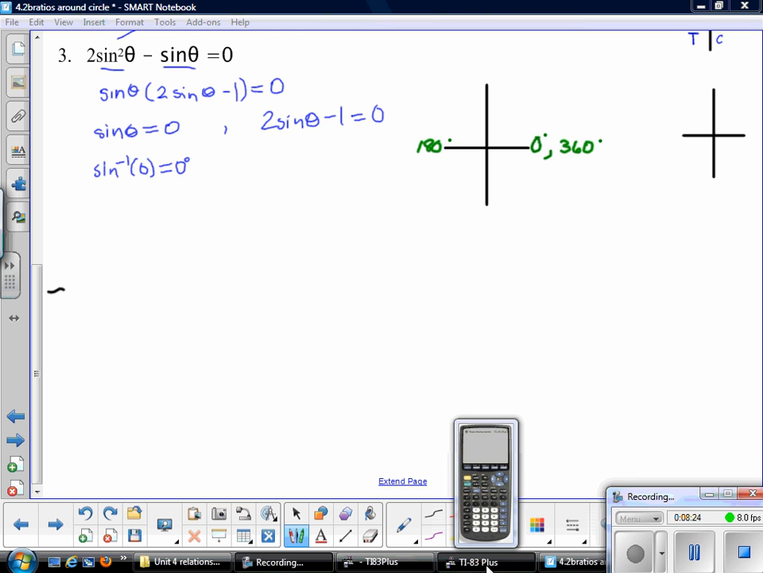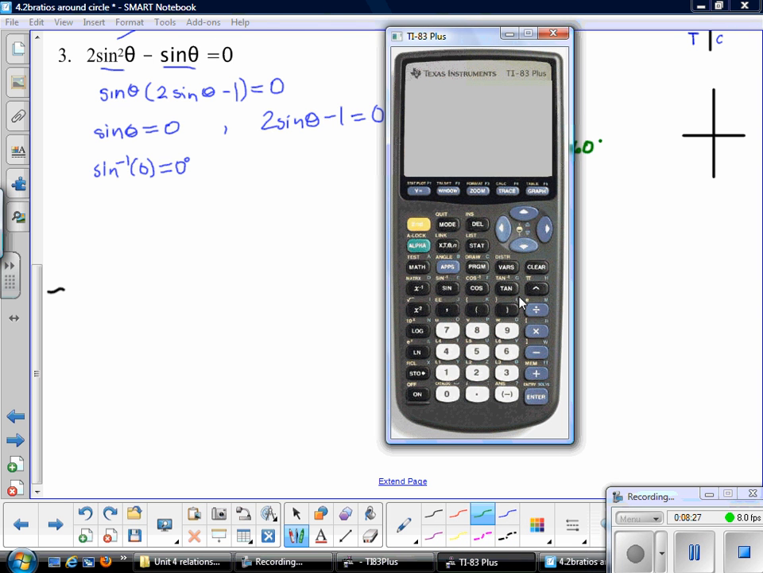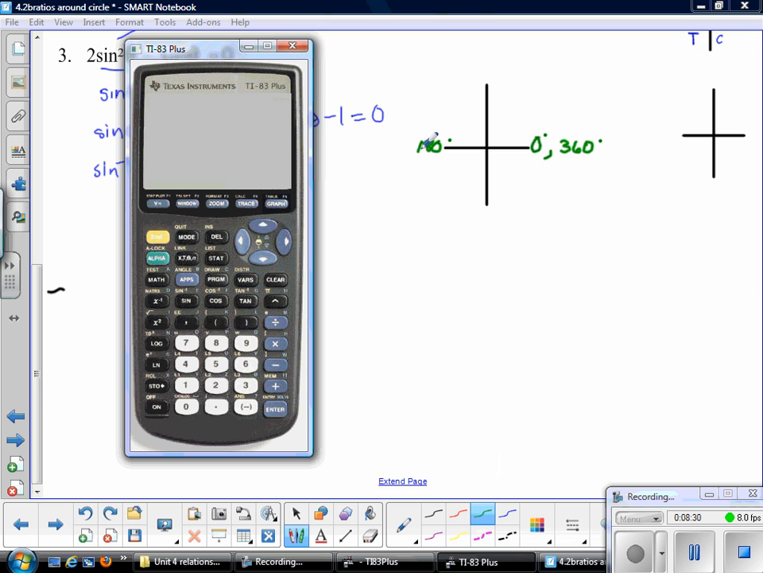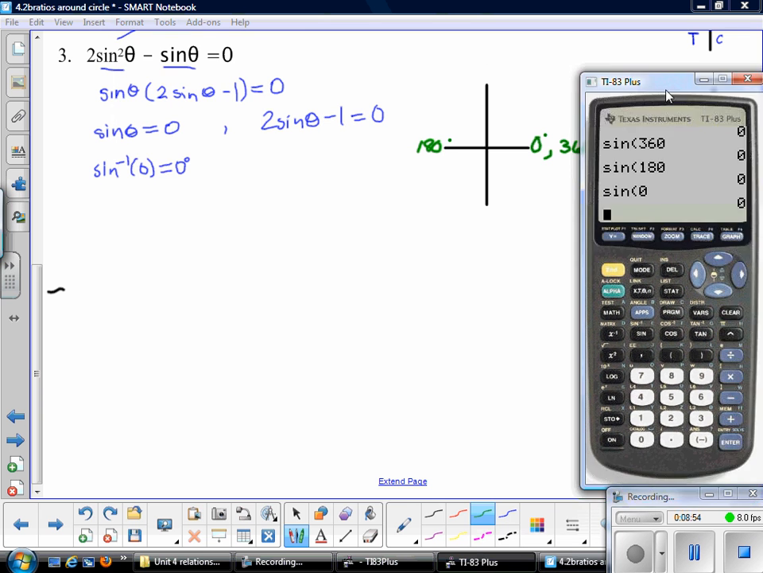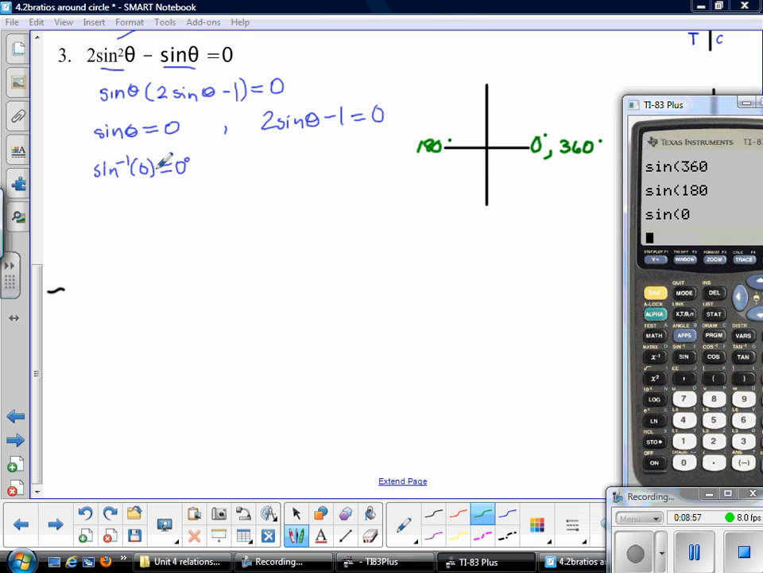So how do I make sure that we did it correctly? Well, if I bring up the graphing calculator, I can check to make sure that all 3 of those have a ratio of 0 for sine. So I could go the sine of 360. It's 0. The sine of 180, it's 0. And obviously the sine of 0 is 0. So all 3 of those work for the inverse of 0 for sine. So it could be any of those 3 angles.